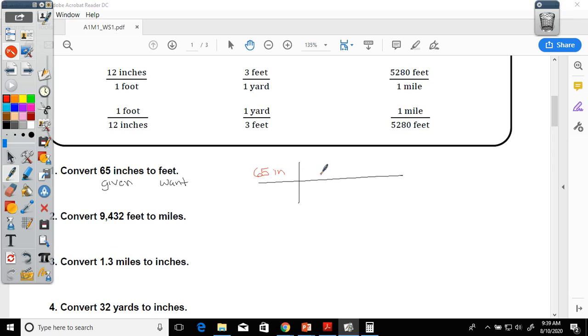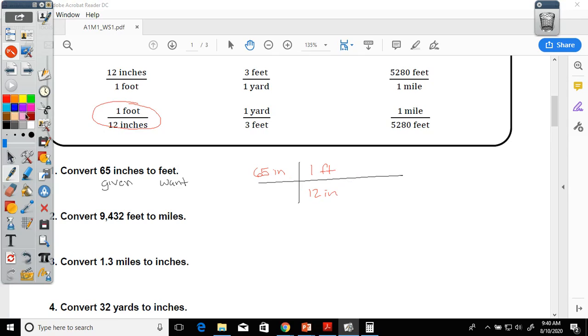So I need to think about a conversion factor or a ratio that has feet and inches. If I look up here at the top, this one's got feet and yard. This has got feet and mile. This one's got feet and inches. So this is what we're looking for. I have to choose which one is the appropriate one to use. So I looked back down here. Inches is on the top left, so I need inches to be on the bottom right. So this is going to be the one that I use. I'm going to do 1 foot is equal to 12 inches.